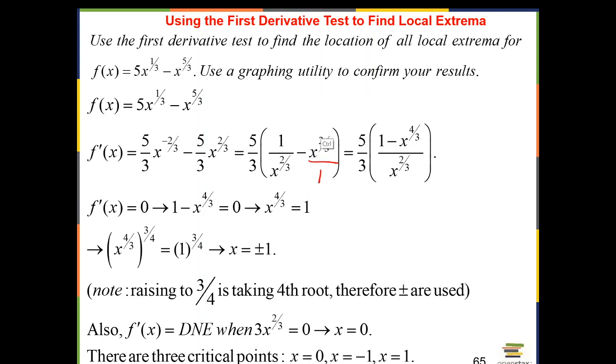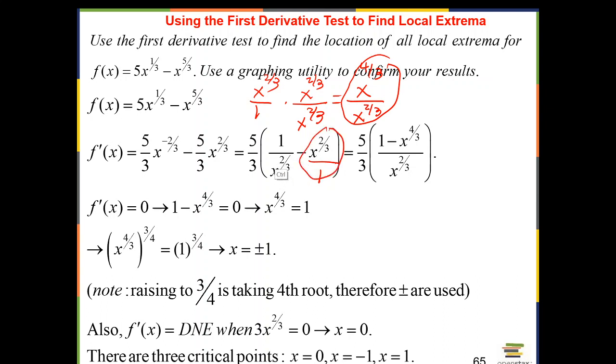So we leave this alone. If you multiply this numerator and denominator by x to 2/3, what do you get? Well, if you multiply x to 2/3 times x to 2/3, you get x to, what's 2/3 plus 2/3? That's 4/3, over x to 2/3. So that is the same as this right here. So when you subtract, the denominators are the same. So 1 minus x to 4/3 is in the numerator.